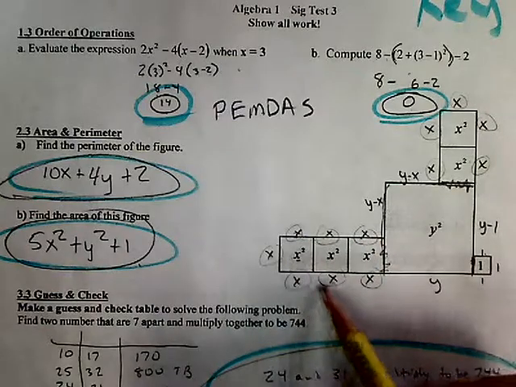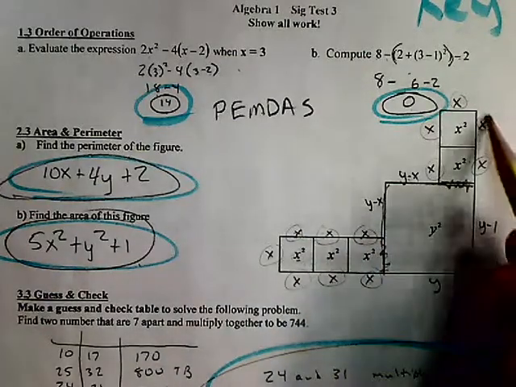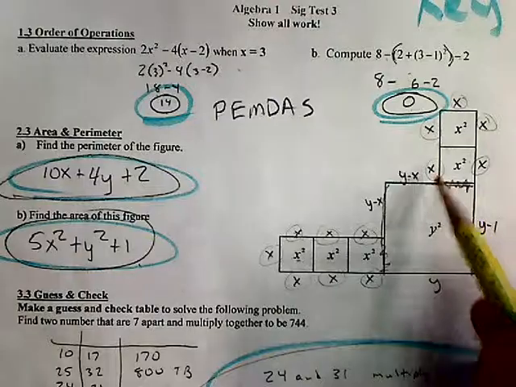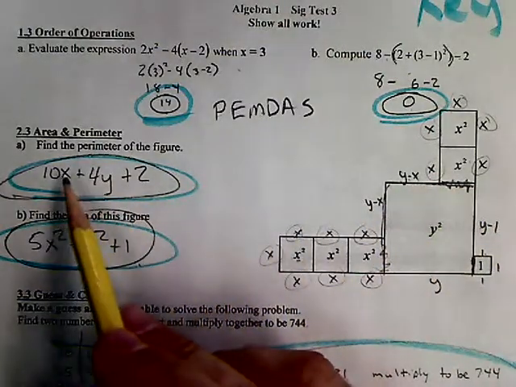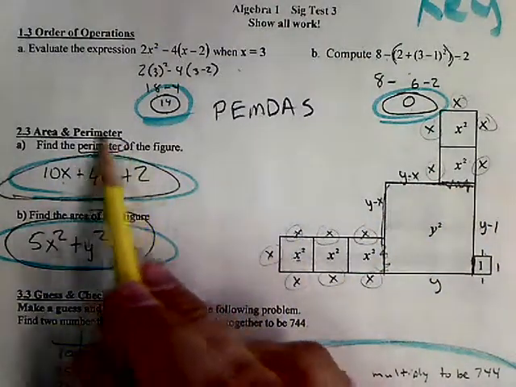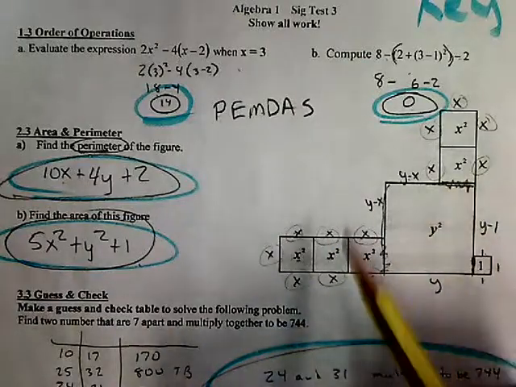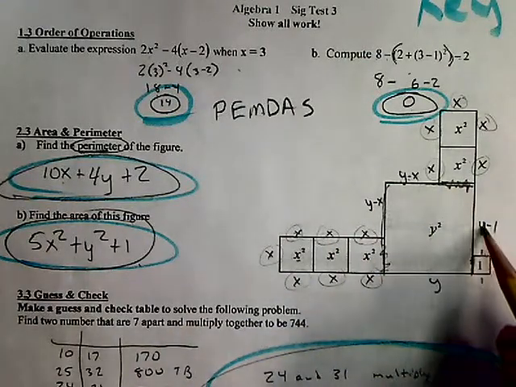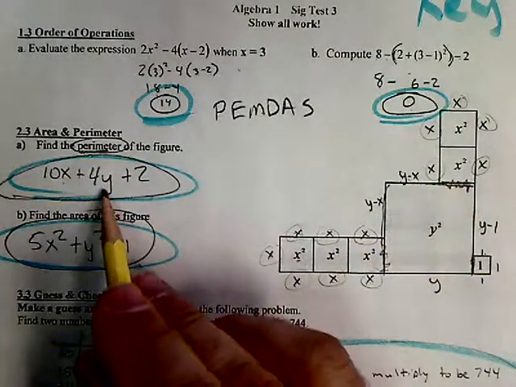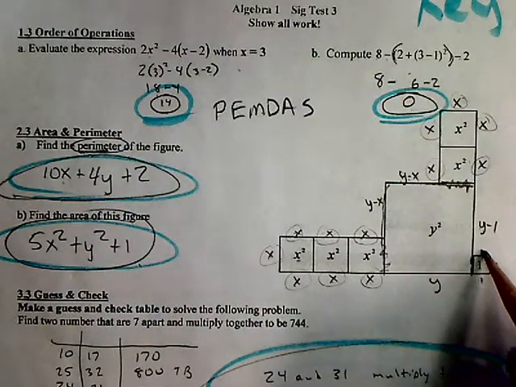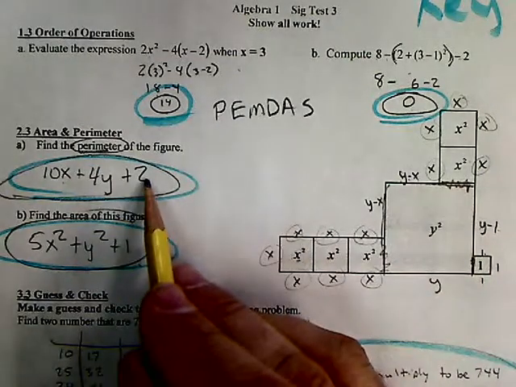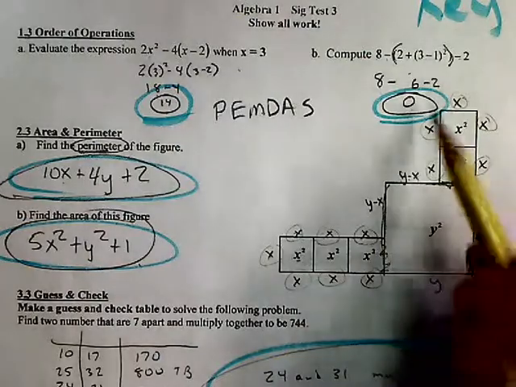1, 2, 3, 4, 5, 6, 7, 8, 9, 10, 11, 12. Minus 1, 2 gives me the 10x for the perimeter, which is distance all the way around. Y is 4y. 1, 2, 3 ones minus the 1 is 2. So there's my perimeter, the distance all the way around.